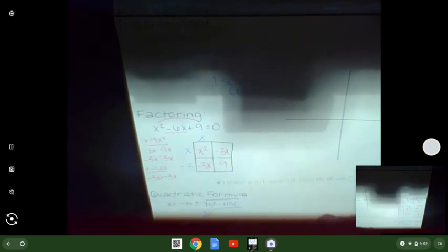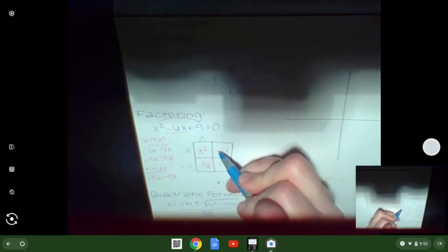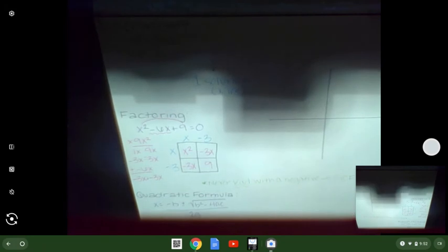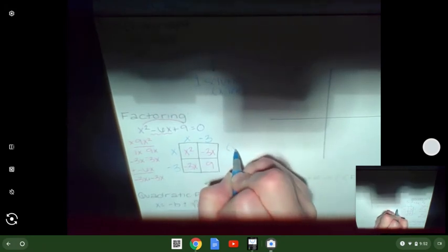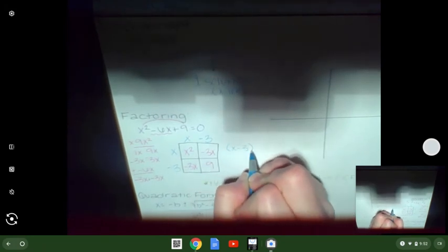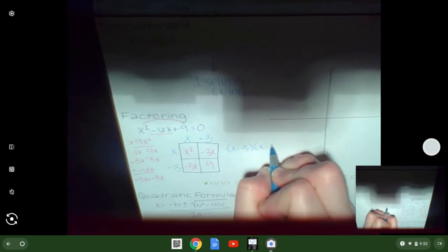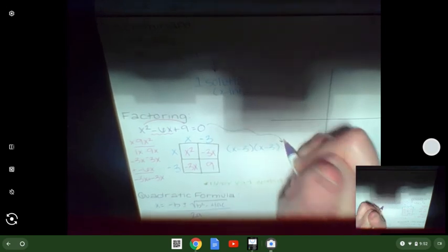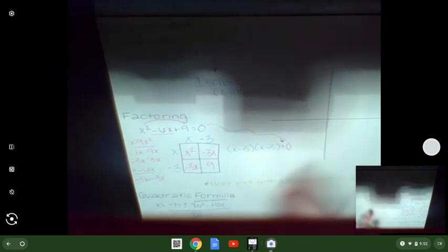3x and 9 are both divisible by 3. Looking at this column, again, I'm leading with a negative, don't like it, take it out. 3x and 9 divisible by 3. My factors are x minus 3 across the top and x minus 3 down the side. Very much like the last problem we did, I'm going to throw this equals 0 on the end. We factored.